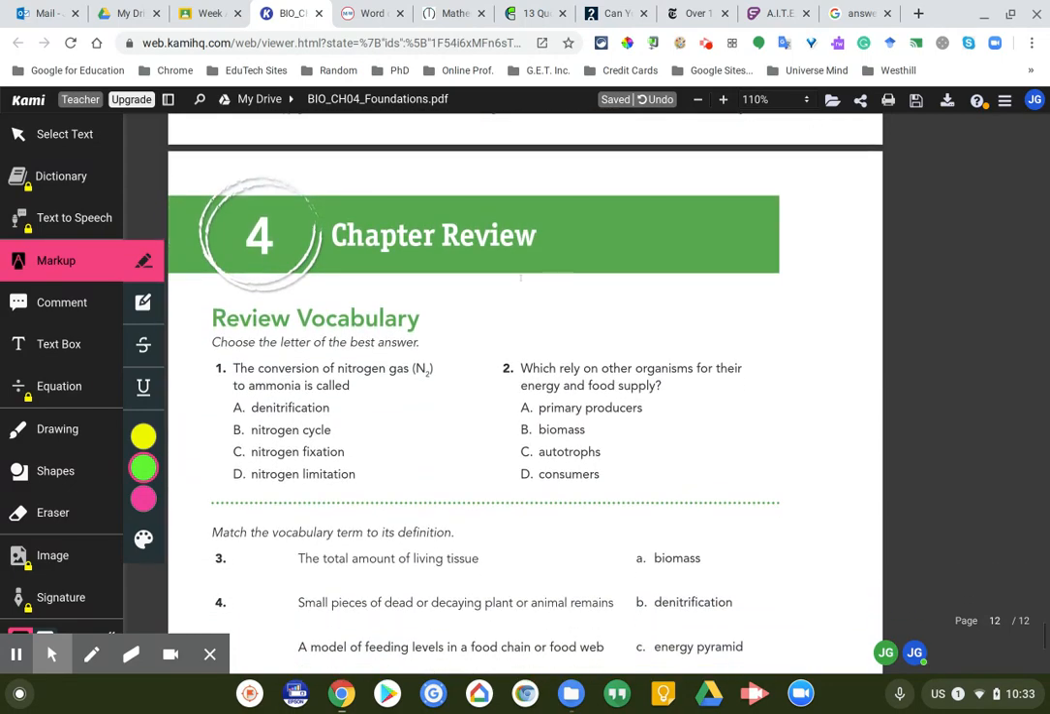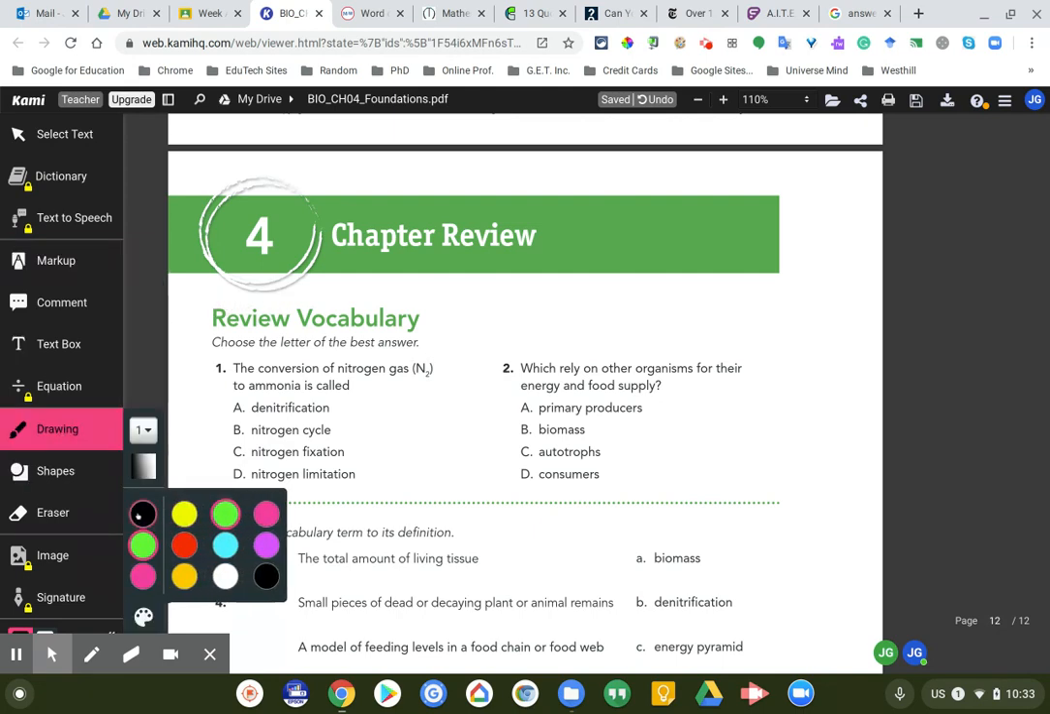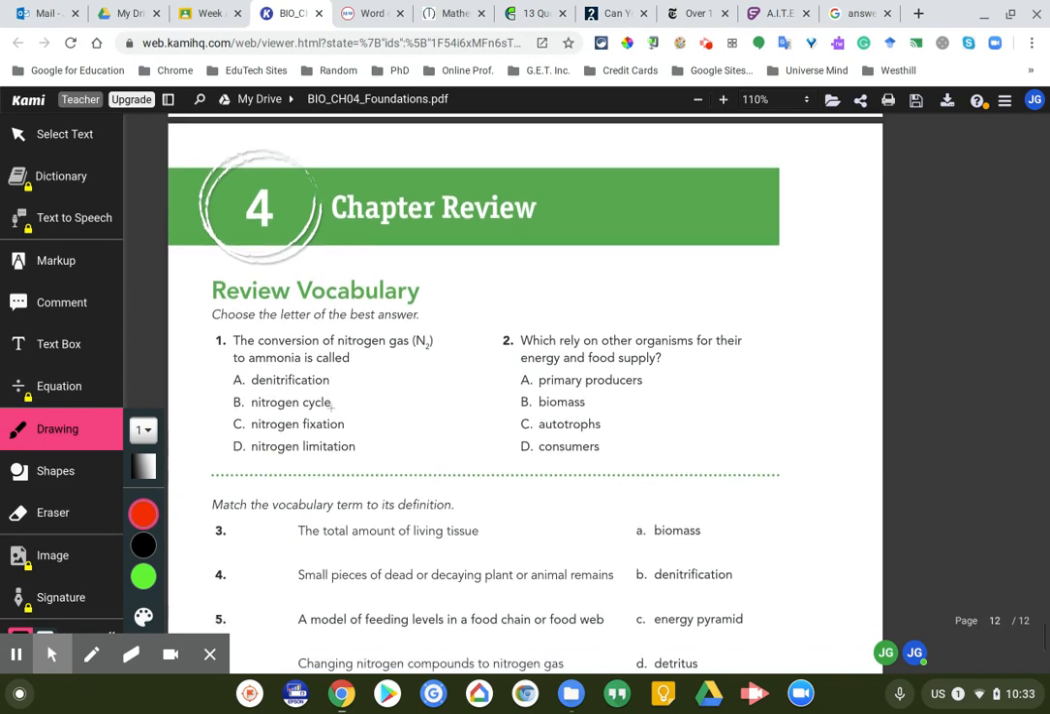And here we made it. We finally made it to our chapter 4 review. Okay. So let's review some vocabulary. I thought this was interesting because watch what happens when we do this. Let's do red, I guess. Okay. So A. The conversion of nitrogen gas to ammonia is called nitrogen fixation. We can figure that out.